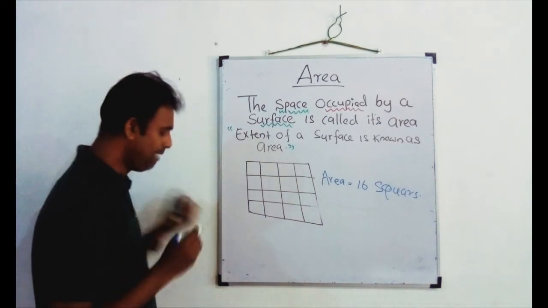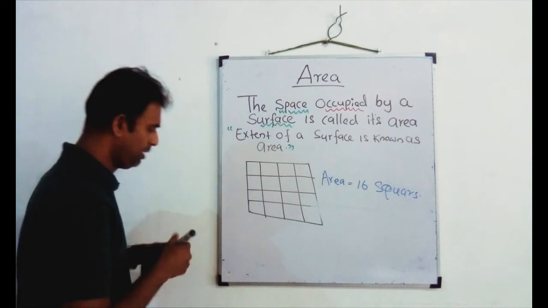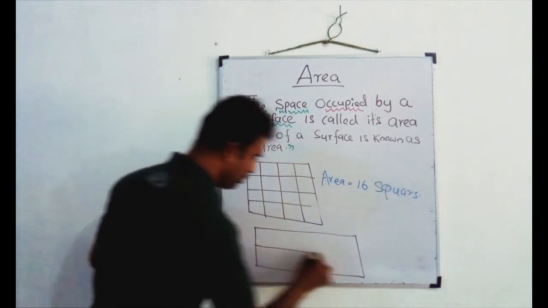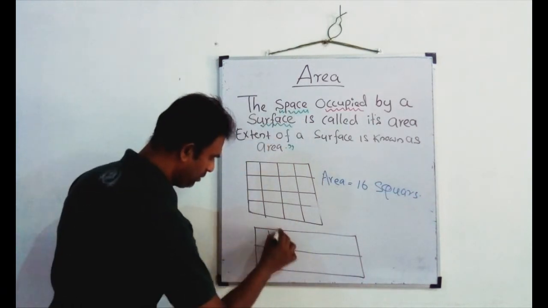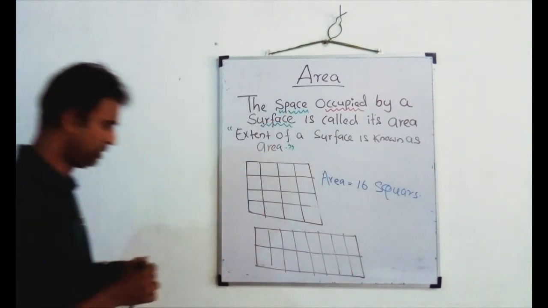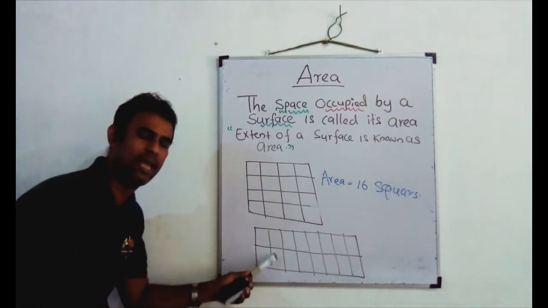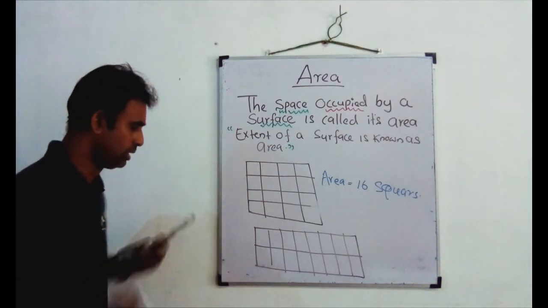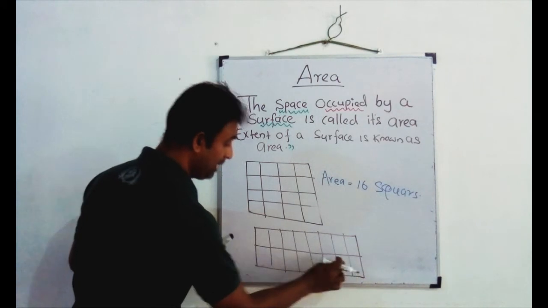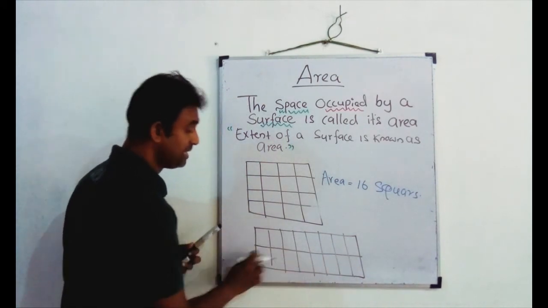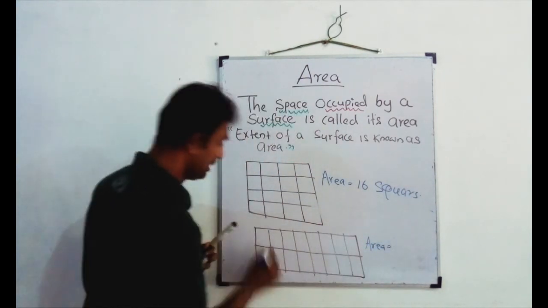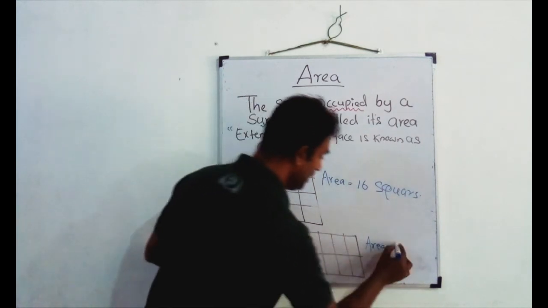Next one, I will draw another one. Two rows. 1, 2, 3, 4. Now I want to find the area of this figure. 1, 2, 3, 4, 5, 6, 7, 8, 9, 10, 11, 12, 13, 14, 15, 16. Area equals how much? 16.